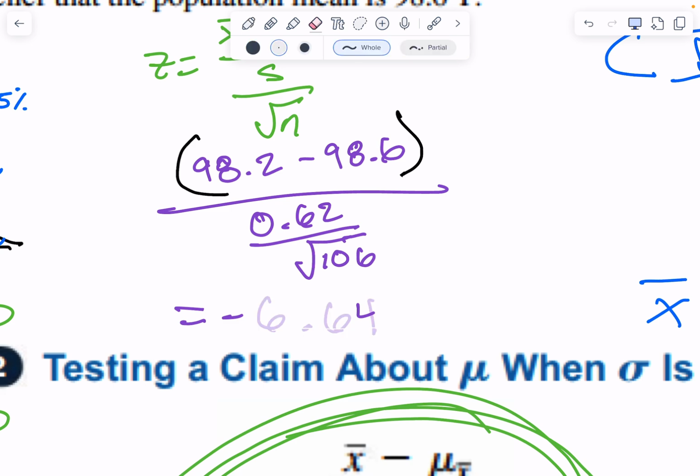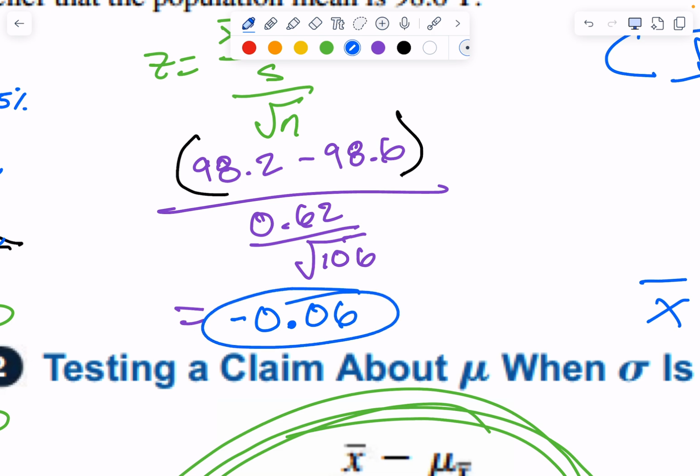Negative 0.0627. Negative 0.0637. Okay, say that again. Negative 0.0627. Let me try it. 0627. So 06, because we only want 2 decimal places because we don't care about anything else. Okay. All right.